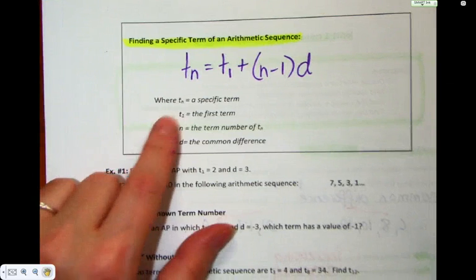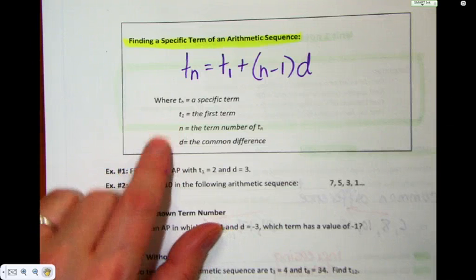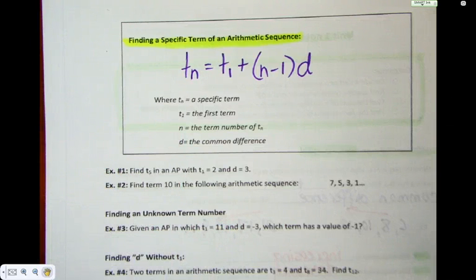Then I define for you, in case you forget, Tn is a specific term or any term, T1 is the first term, n is the number of terms, and d is the common difference.